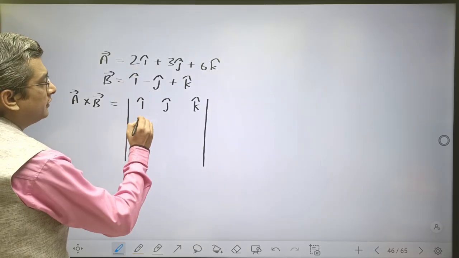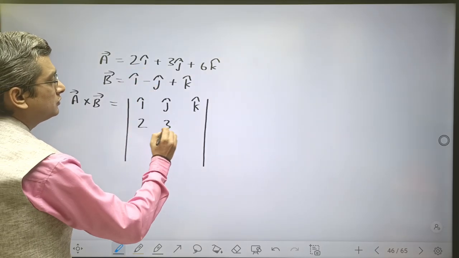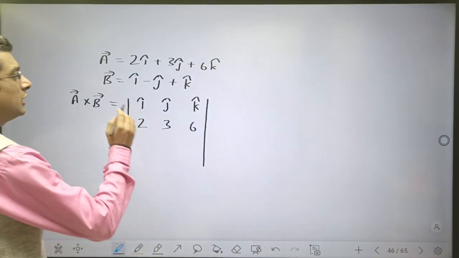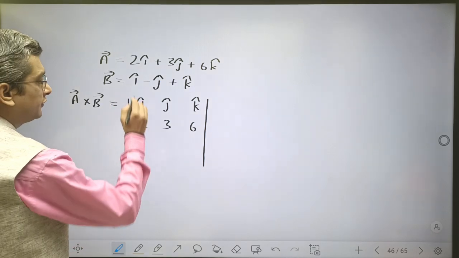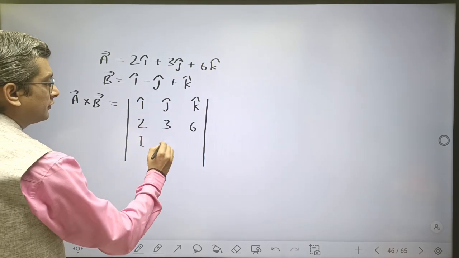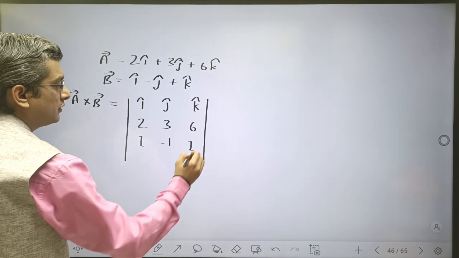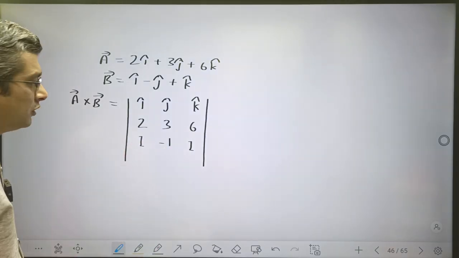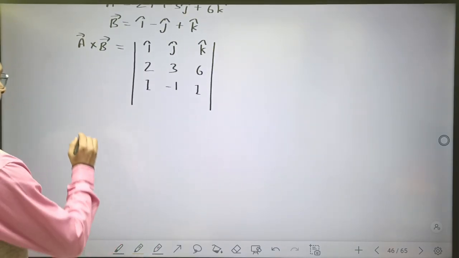So the elements of vector A corresponding to I, J, K are 2, 3 and 6. Then we write the elements of vector B. The coefficient of I cap is 1, here it is -1 and here it is again 1. So we have to find this value. Now observe the sequence.